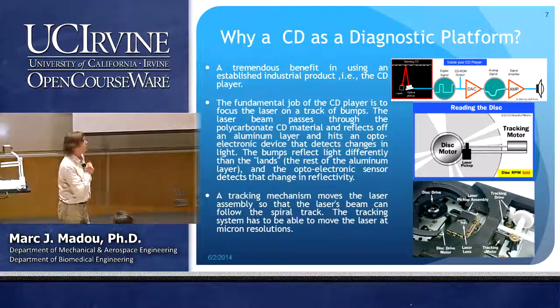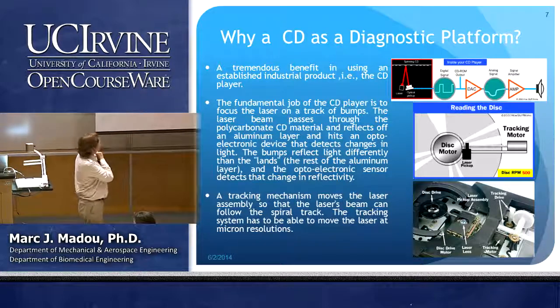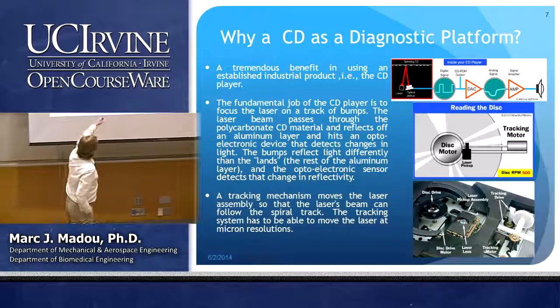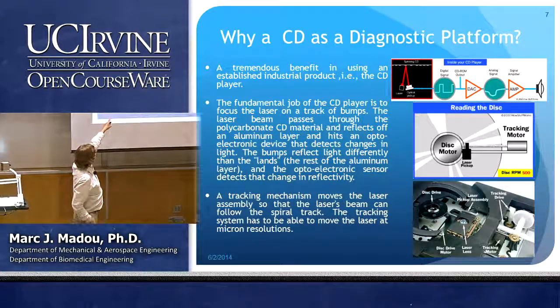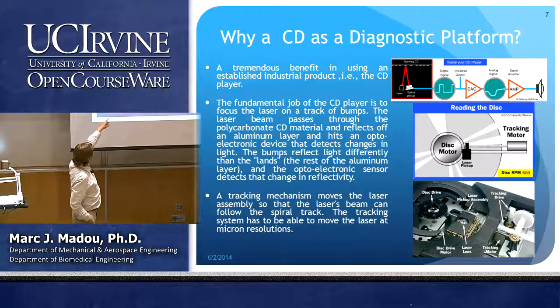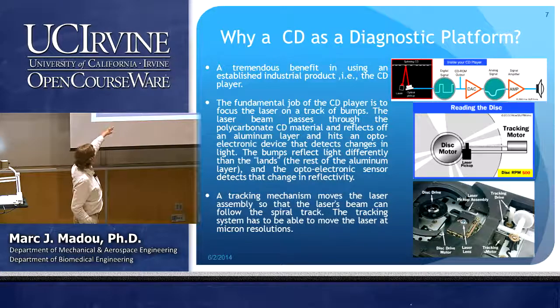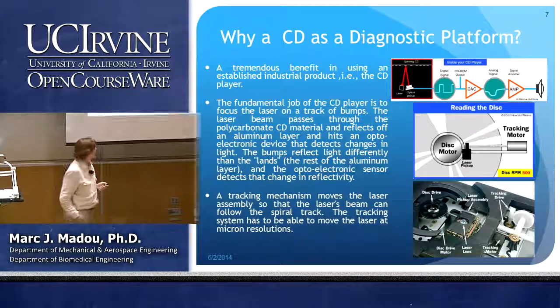So what does it really do? The fundamental job of a CD player is to focus the laser on a track of bumps. You see that there on the left. The laser beam passes through the polycarbonate CD material and reflects off an aluminum layer and hits an optoelectronic device that detects changes in light. So the optoelectronic device is that photodiode there, right? The bumps reflect light differently than the lens, which is the rest of the aluminum layer, and the optoelectronic sensor detects that change in reflectivity.